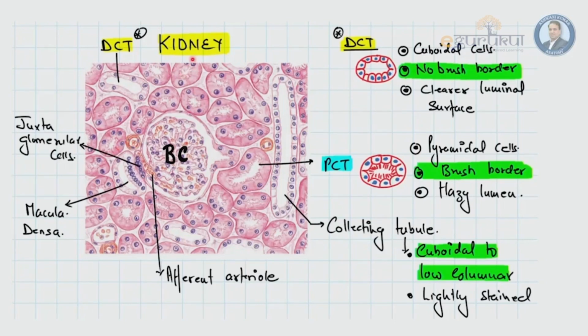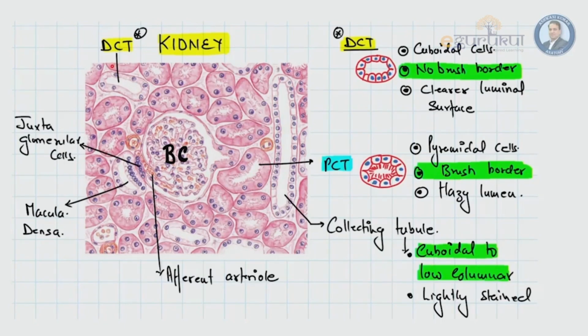And the important difference here between the PCT and the DCT: in the proximal convoluted tubule as well as the distal convoluted tubule, the lining epithelium is pyramidal cells, or you can say cuboidal cells. But the pyramidal cells present in the PCT have a brush border, and because of the brush border, the lumen of the PCT looks quite hazy, and it looks small also. When you look at the section of the DCT, the lining epithelium is cuboidal cells, but because there is no brush border, we have a clear lumen which looks wider also.